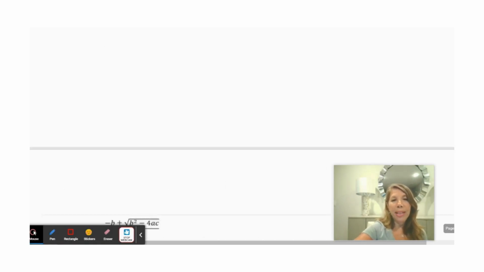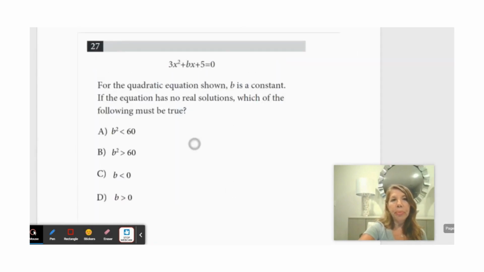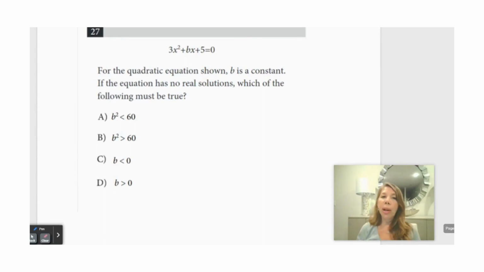And bear with me one second. That is right over here. The question reads, for the quadratic equation shown, b is a constant. If the equation has no real solutions, which of the following must be true?